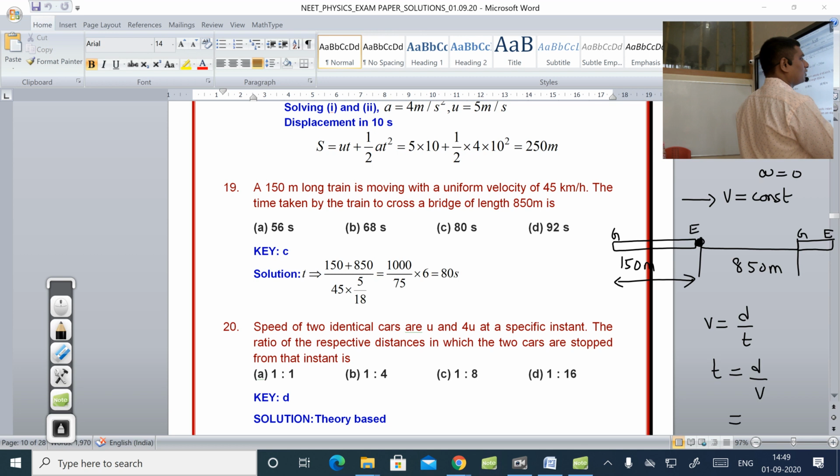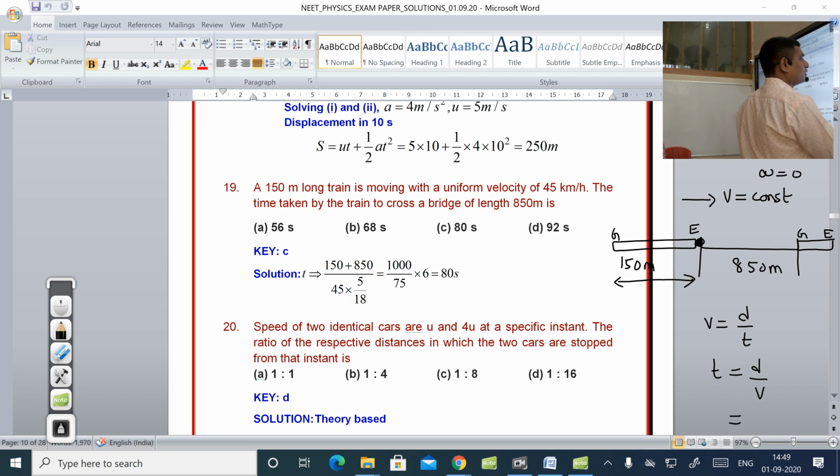So that is equal to 1000 divided by 45 kilometers per hour, and we know how to convert from kilometers per hour. 1 kilometer by 1 hour is equal to, kilometer is equal to 1000 meters. Correct or not students? 1000 meters divided by 1 hour equal to 60 minutes into 60 seconds. So 10 divided by 36, or 5 by 18 meters per second. So this is the conversion from kilometer per hour to meter per second. Sometimes they will give in kilometers per hour, but we have to convert into meters per second because that is the SI unit. Okay students.